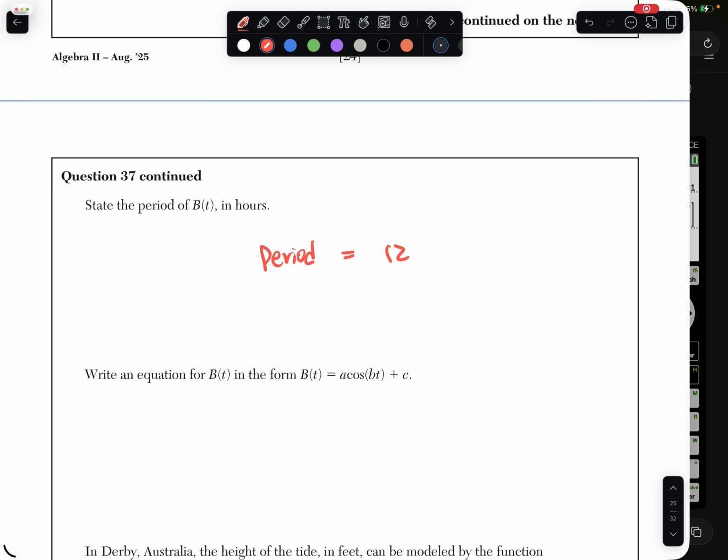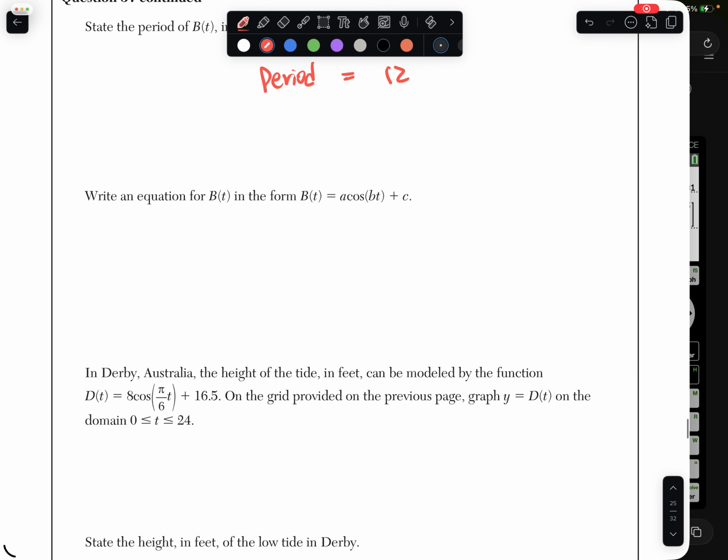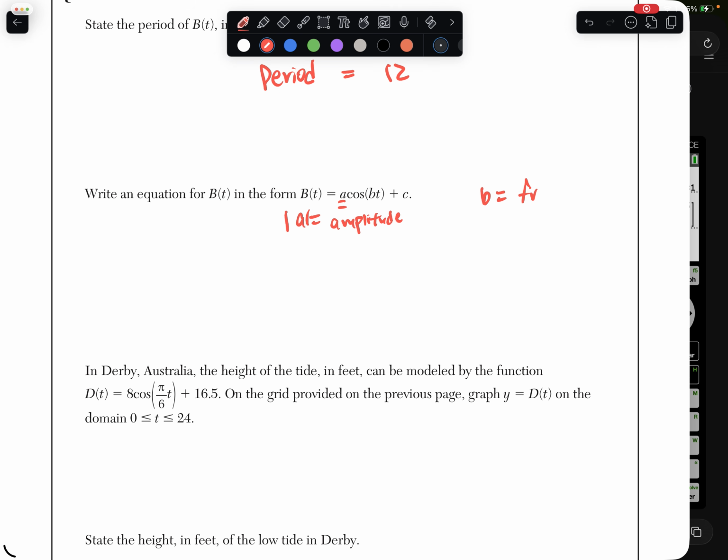Write an equation for B of t in the form B of t is equal to A cosine of Bt plus C. All right, so I have to be able to recognize the parts. So A is going to be my amplitude. B, that's a frequency. My absolute value of A is the amplitude. B is the frequency. And the formula you have to remember is that the period times the frequency is going to equal 2 pi. And then C, that's going to be my midline.